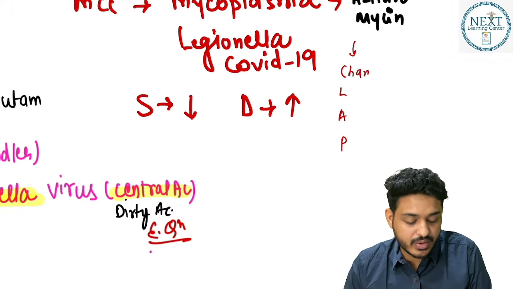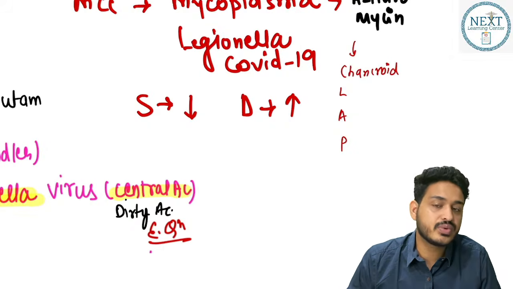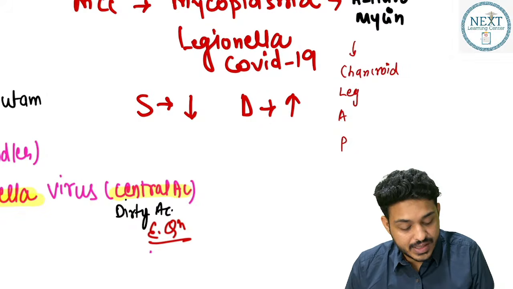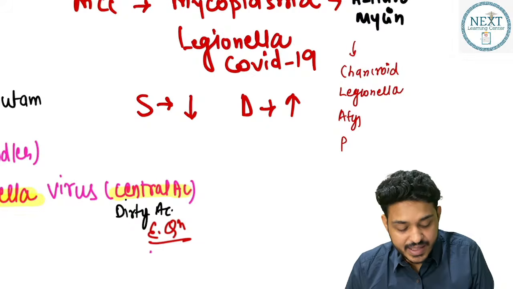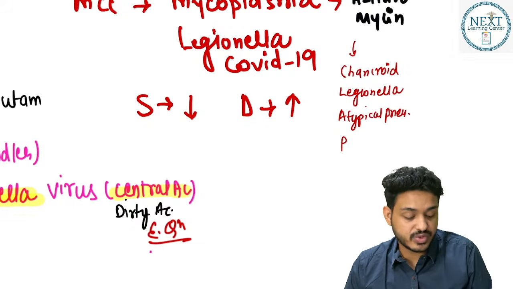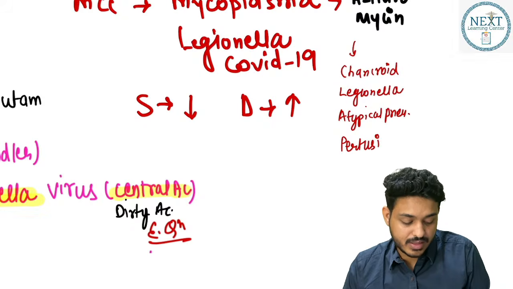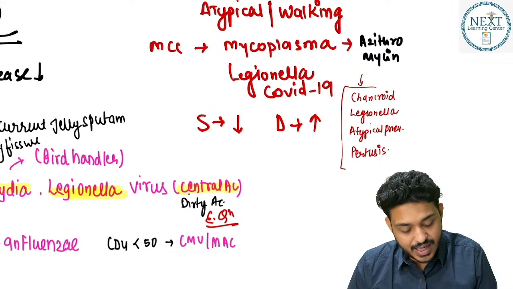C for chancroid. In chancroid, the drug of choice is azithromycin, which is due to Haemophilus ducreyi. L for Legionella, which is also an atypical type of pneumonia. A for atypical pneumonia, where it is the drug of choice. And P for pertussis. Pertussis, the drug of choice is azithromycin. So this CLAP you can remember.